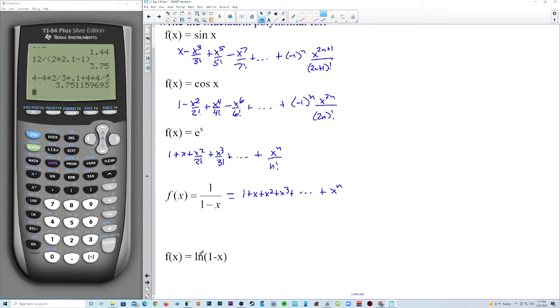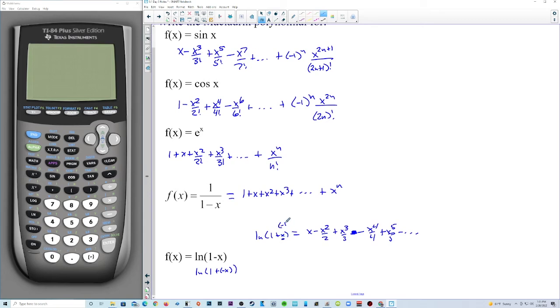For f of x equals natural log of 1 minus x, let's look at natural log of 1 plus x, which is x minus x squared over 2 plus x to the 3rd over 3 minus, not plus, minus x to the 4th over 4 plus x to the 5th over 5, and so on. Well, let's write it as natural log of 1 plus a negative x. So it's like we took this function and plugged in negative x for x.